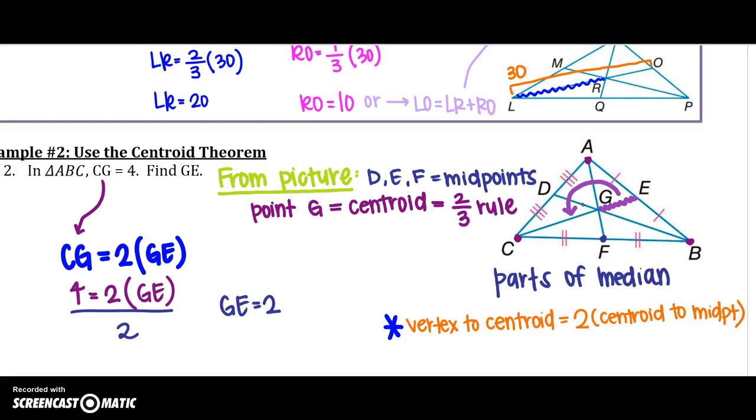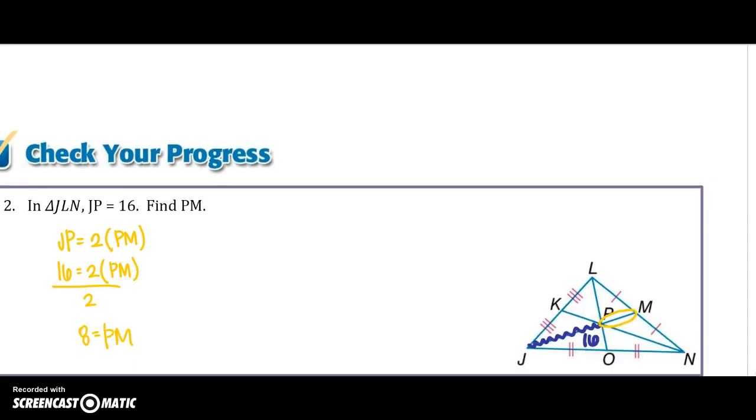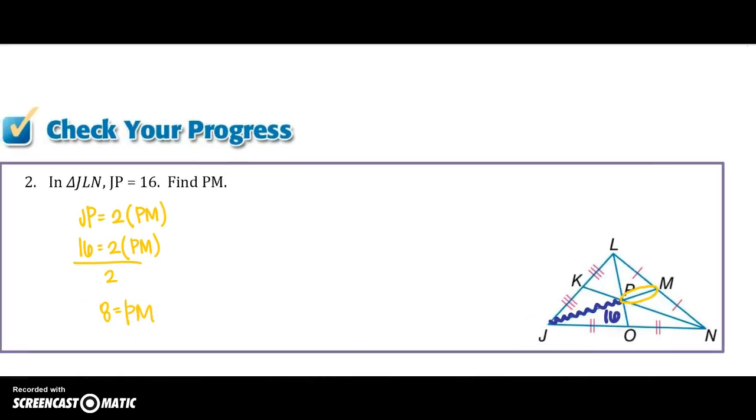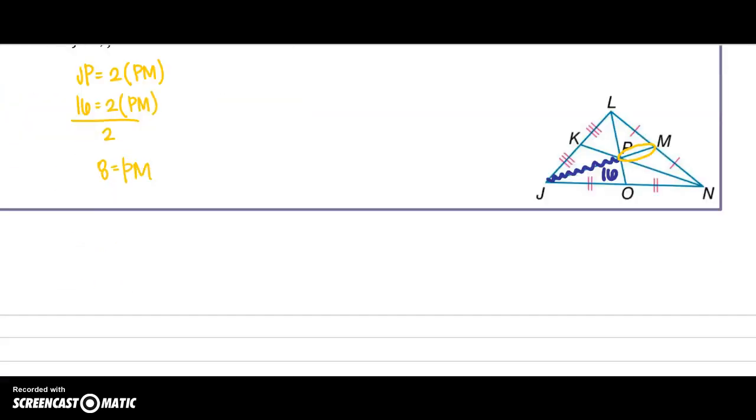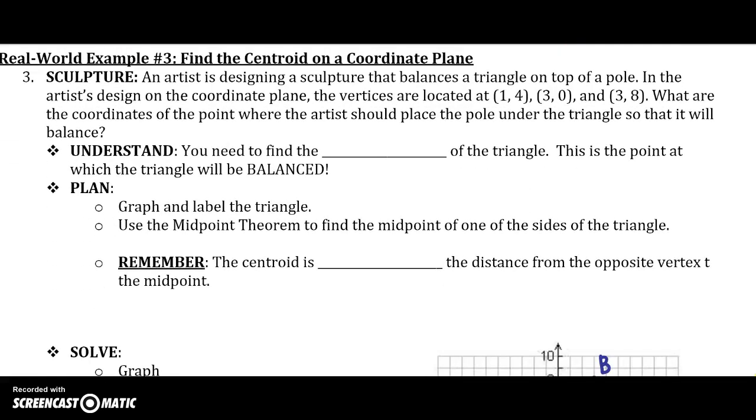If you want to go ahead and pause this video again and do the next check your progress right below this, and then you can start it up and check your answer. All right, here is the answer and the work for your checkpoint number 2. And we're going to quickly move on to the next problem, our real world example.